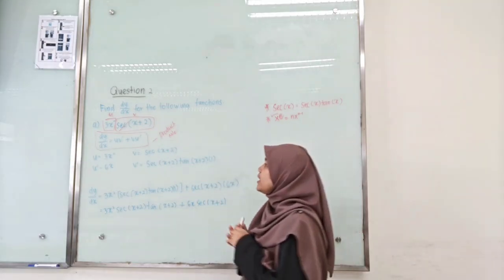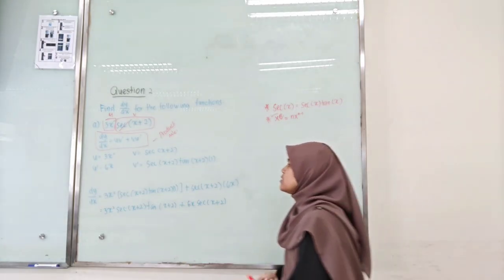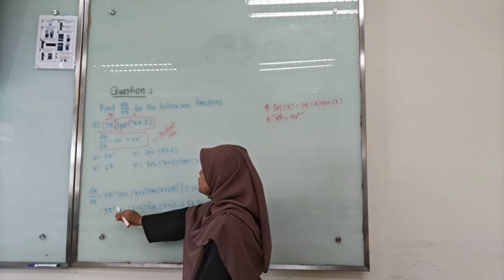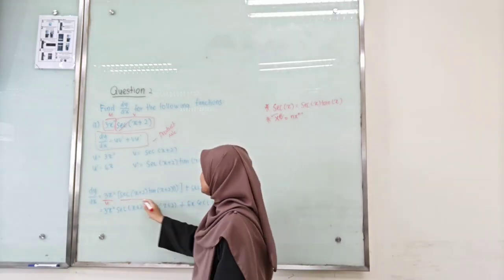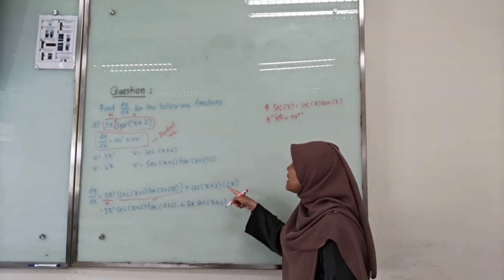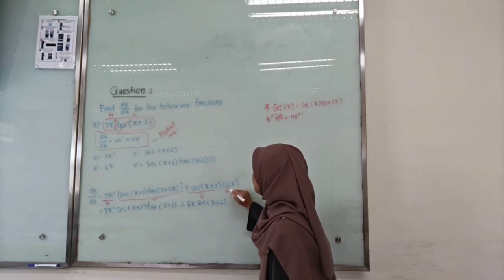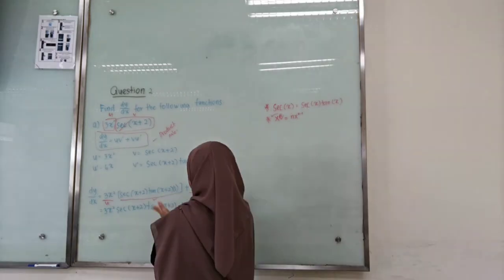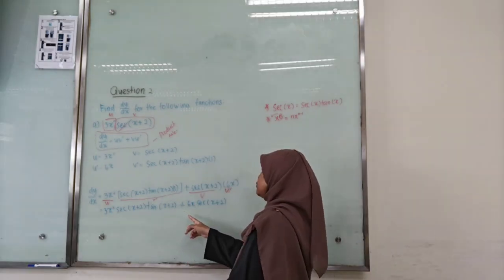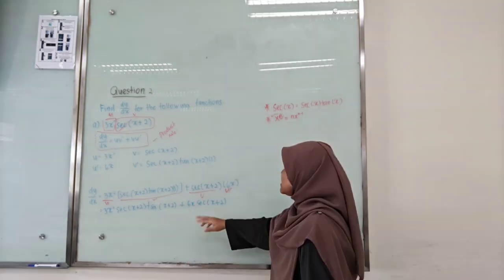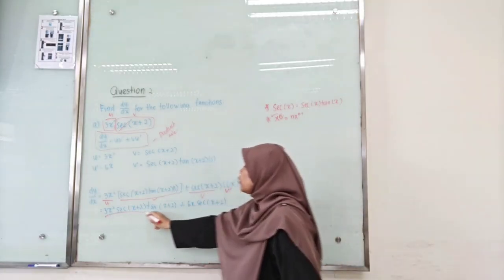Then when we have the values of u, u prime, v and v prime, we need to substitute them into the formula. So dy over dx is 3x squared, which is the u, times sec(x plus 2) tan(x plus 2) times 1, which is the v prime, plus sec(x plus 2), which is the v, and 6x, which is the u prime. Then just settle the equation. So we get 3x squared sec(x plus 2) tan(x plus 2) plus 6x sec(x plus 2). Actually this 6x we bring in front. So this is the answer for question 2a.